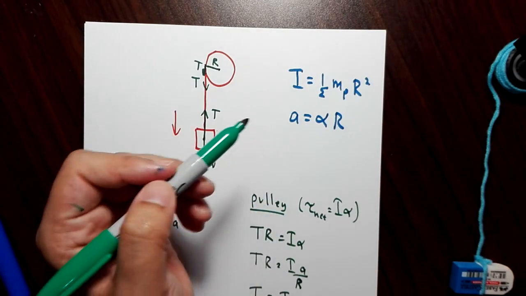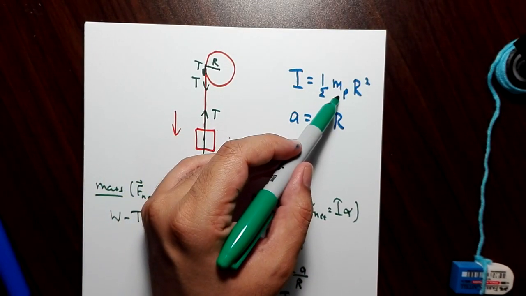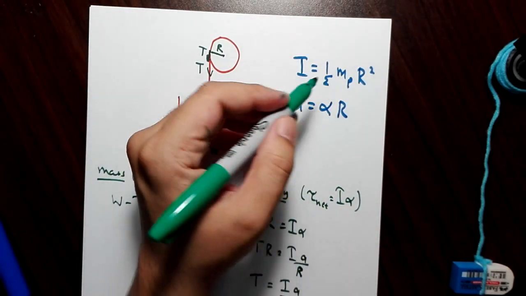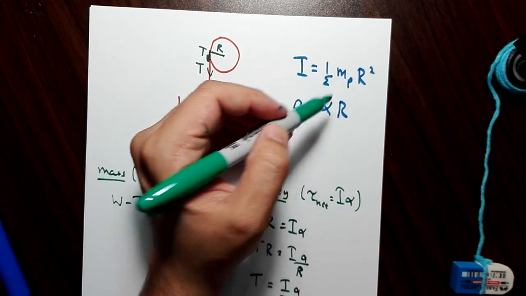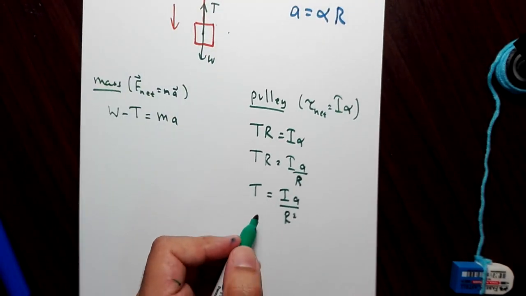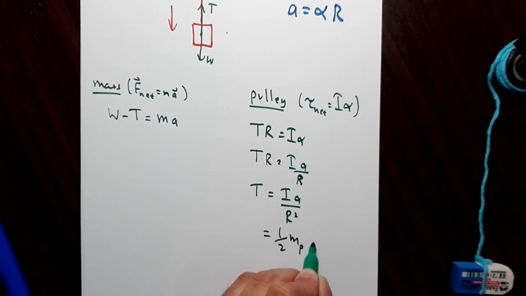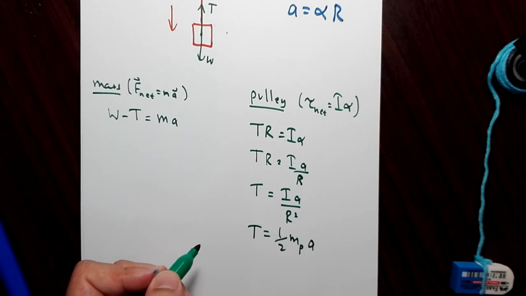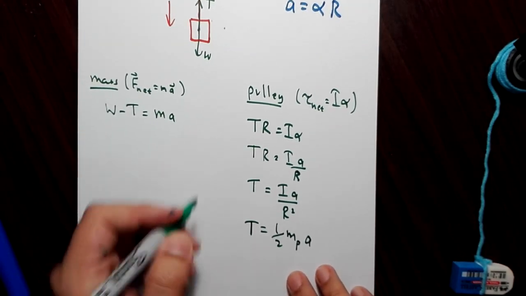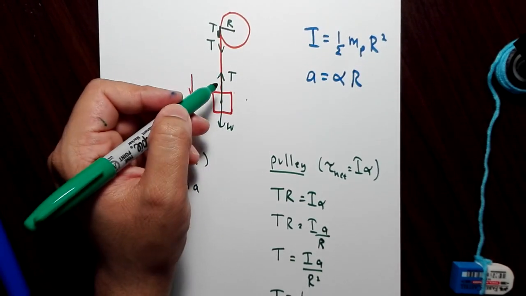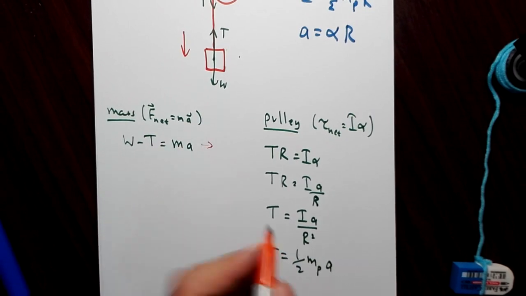Now you can see that this is the mass of the pulley, MP. So we can divide this expression, I divided by R squared, which you can see is half of MP. So you get half of MP times a. This is the tension in the string. Now you can plug this in over here.